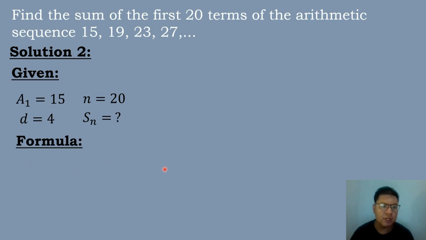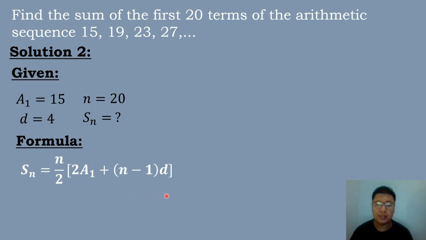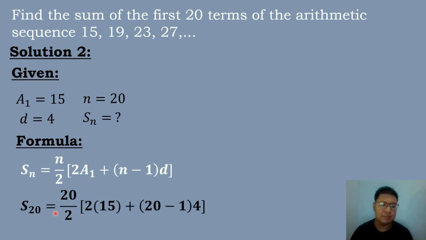So we will use the formula of the arithmetic series, which is S sub n is equal to n over 2 times the quantity of 2 a sub 1 plus the quantity of n minus 1 times the common difference. And then we will substitute the values. S sub 20 is equal to, n is equal to 20, so 20 over 2 times the quantity of 2 times the value of the first term, which is equal to 15, plus the value of n, which is equal to 20, minus 1 times the value of the common difference, which is equal to 4.